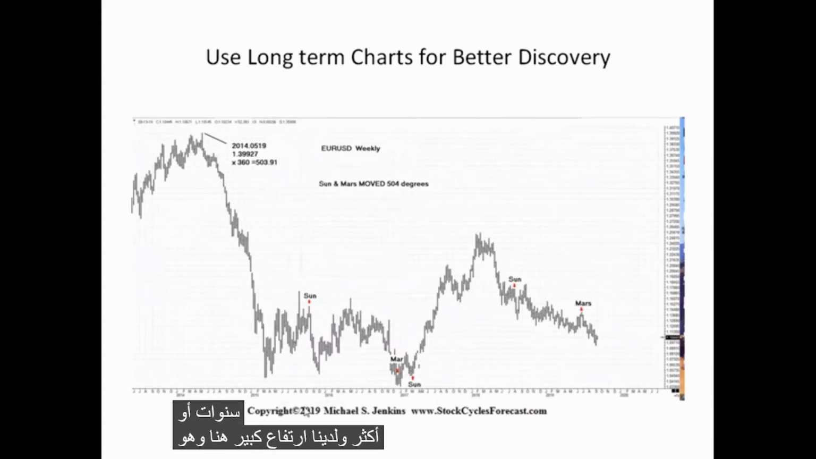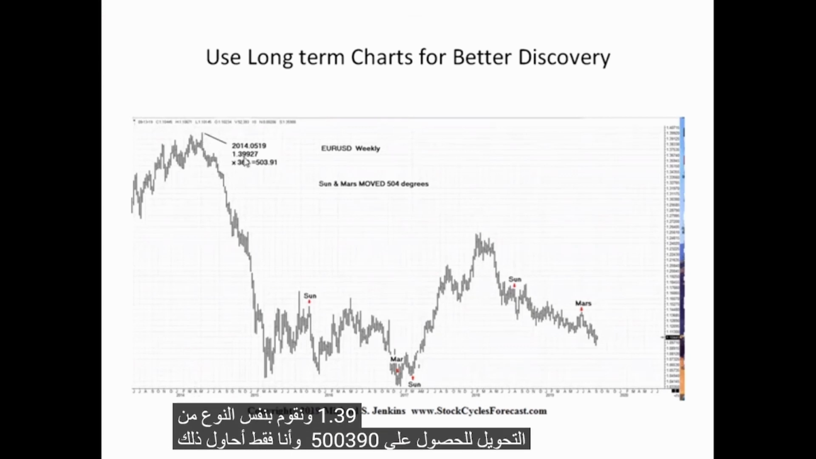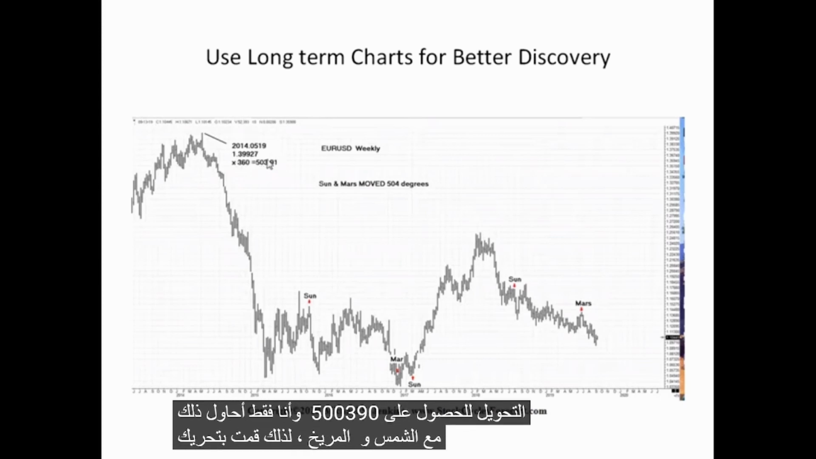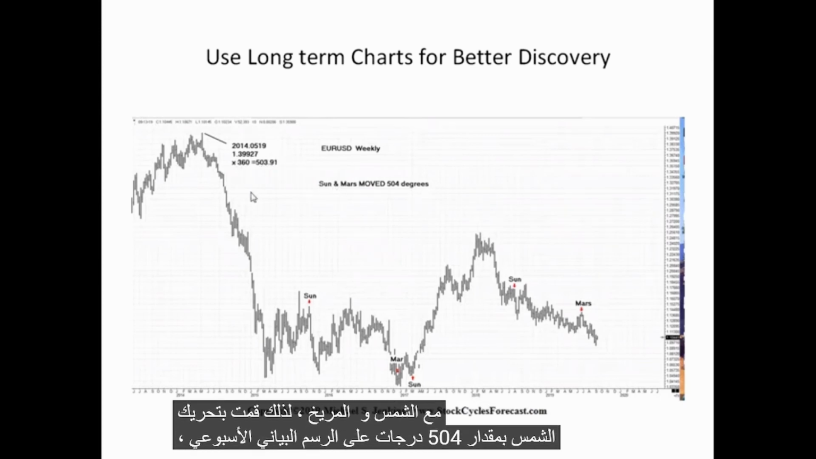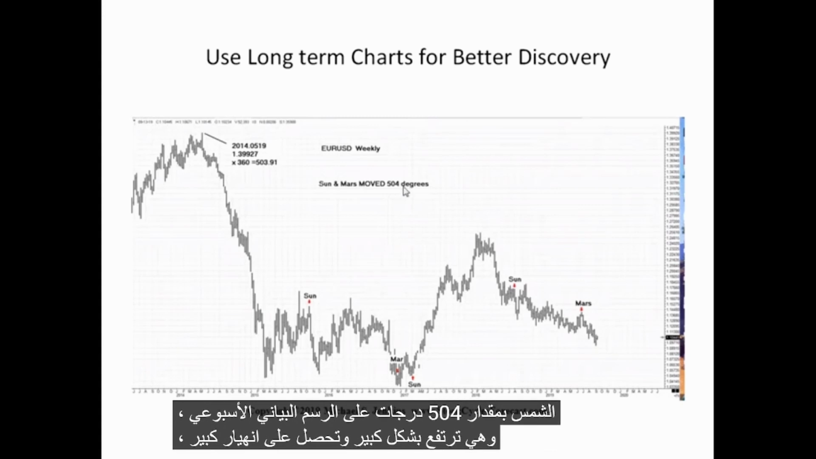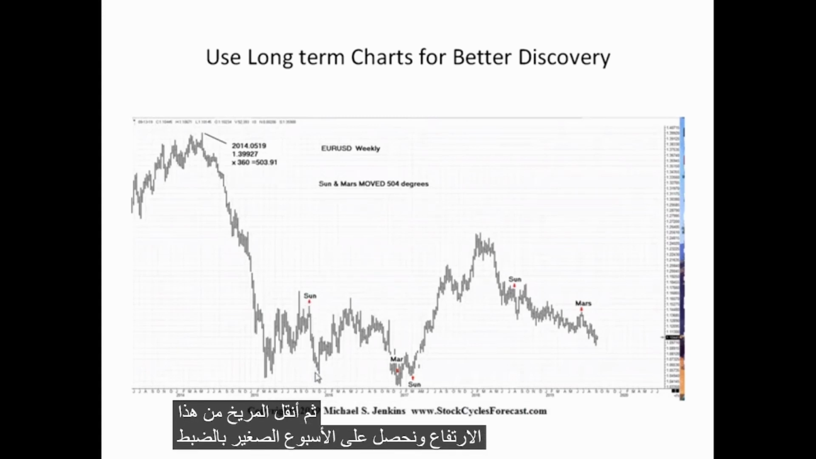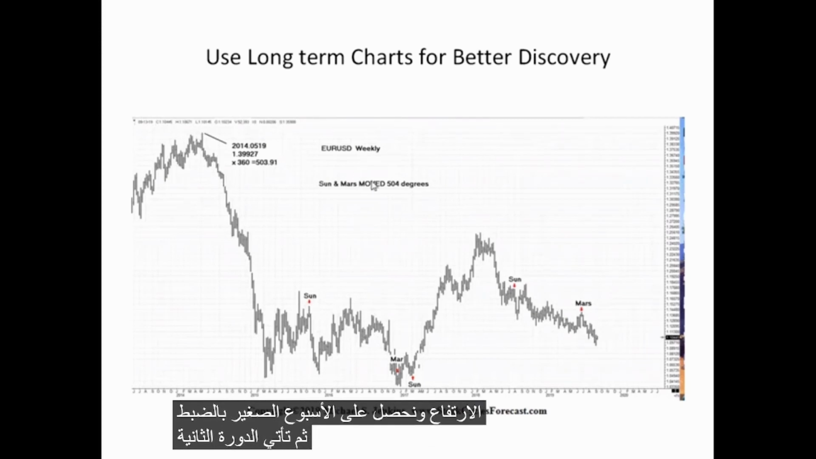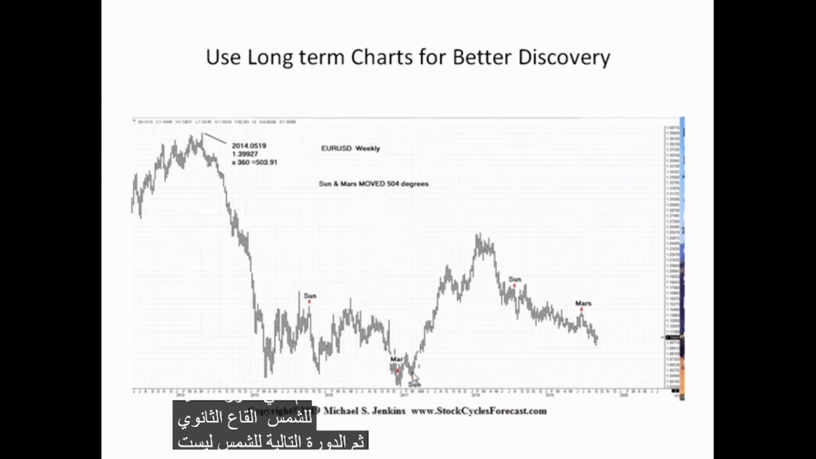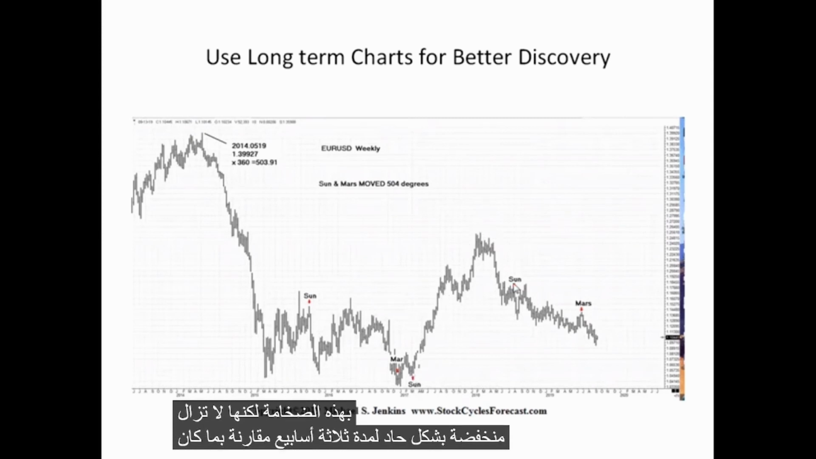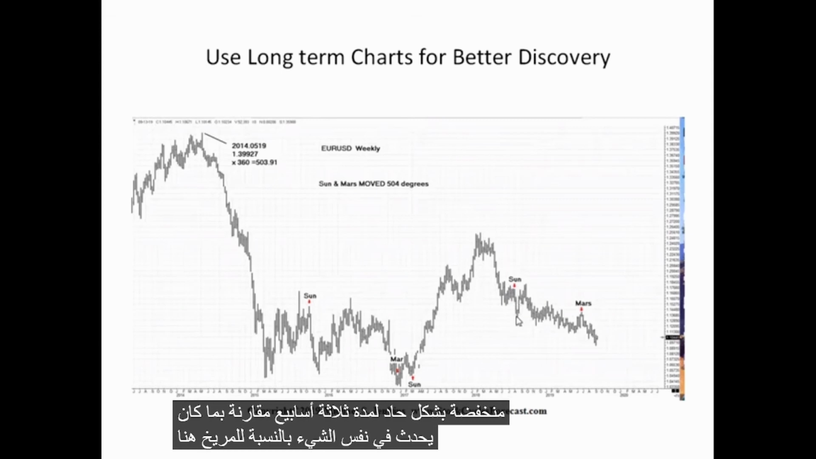And we have the high spike here that is 1.39, and we do that same type of conversion to get 503.90, and I'm just trying it with the sun and Mars. So I move the sun 504 degrees on a weekly chart, and it nails the high, and you get a big crash down. Then I move Mars from that spike, and we get the exact low week. And then the second cycle of the sun comes out to the secondary bottom. And then the next cycle of the sun isn't that big, but it's still 3 weeks sharply down compared to what's been going on. Same thing for Mars here.